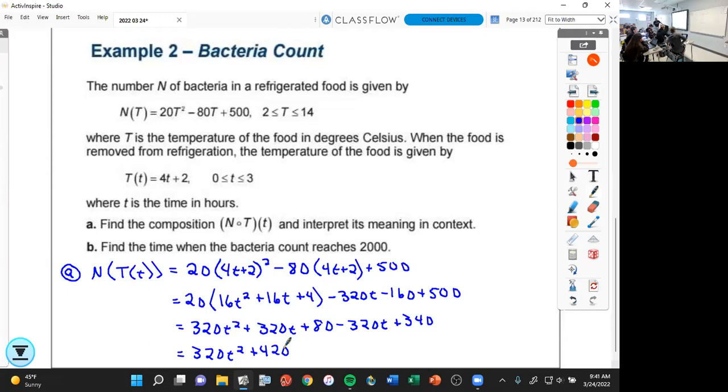Part B, find the time when the bacteria count reaches 2,000. Where's the 2,000 go? Yeah, that's this part, right? So if I have 2,000 equals 320t squared plus 420. It's a quadratic. How do you go about solving quadratics?